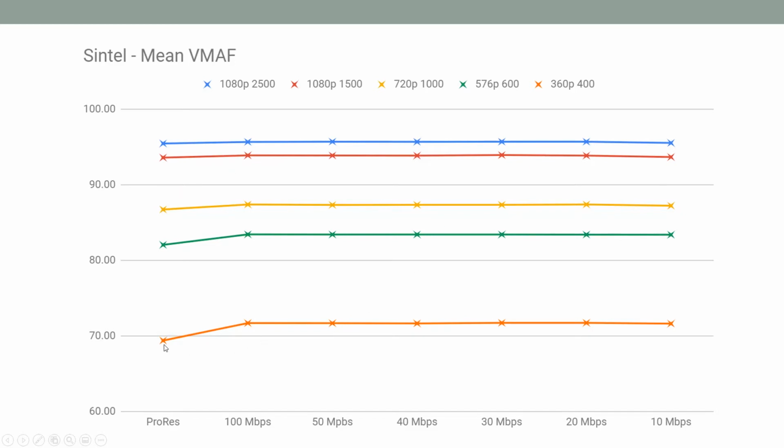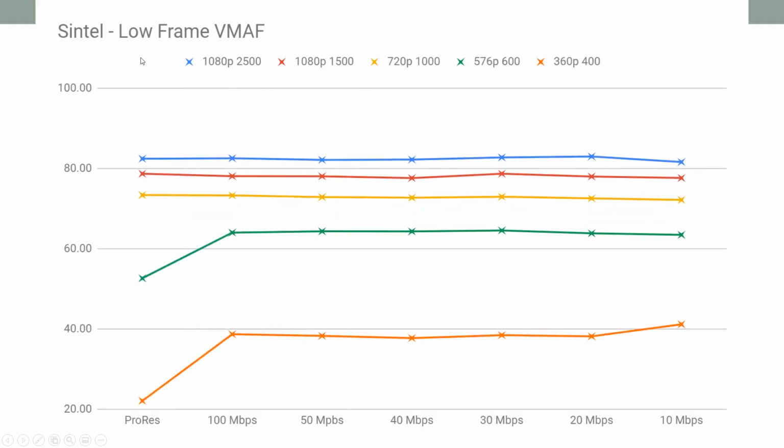We see that ProRes is a little bit lower here and here. This is mean VMAF average score. This is low frame VMAF. And then here we see again the significant drops in quality relating to ProRes in the lower rungs here.